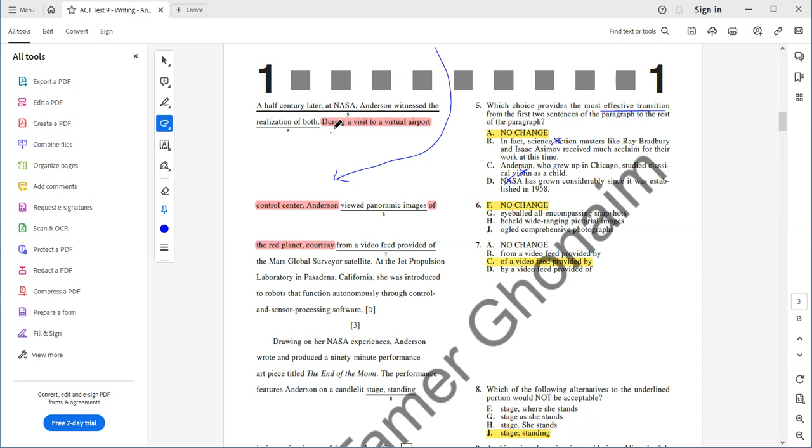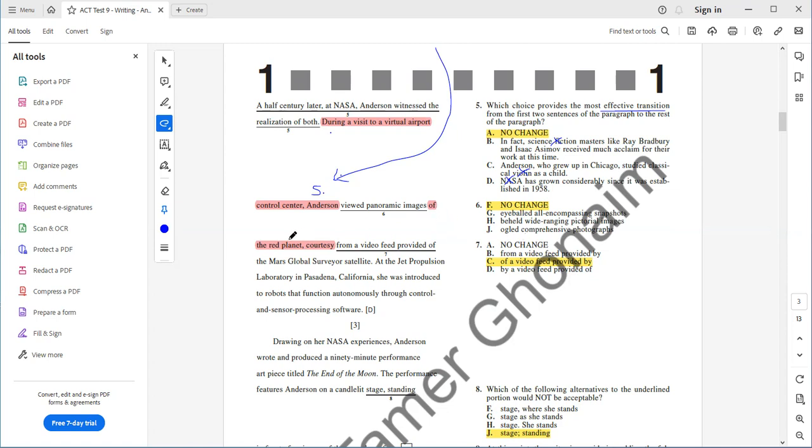What we have: during a visit. You are lagging, Engineer Omar. During a visit to a virtual airport control center, we know that this is a modifier, a prepositional phrase. Who is visiting? Anderson. So this is the subject. Clear? Now I need a verb, and maybe an object. If you look here, we're going to find many verbs: I have viewed, I have eyeballed, I have beheld, I have ogled. All of them are verbs.